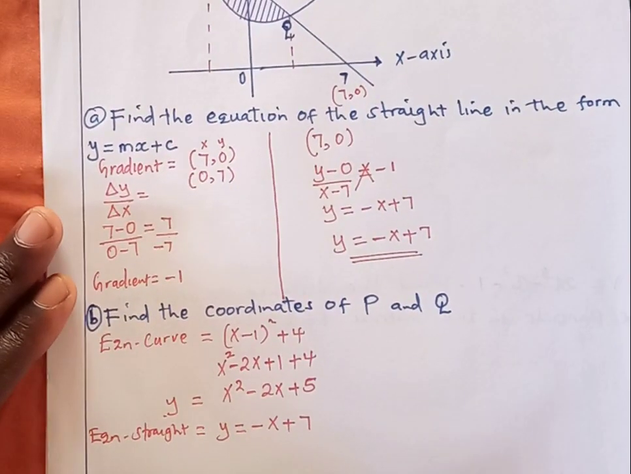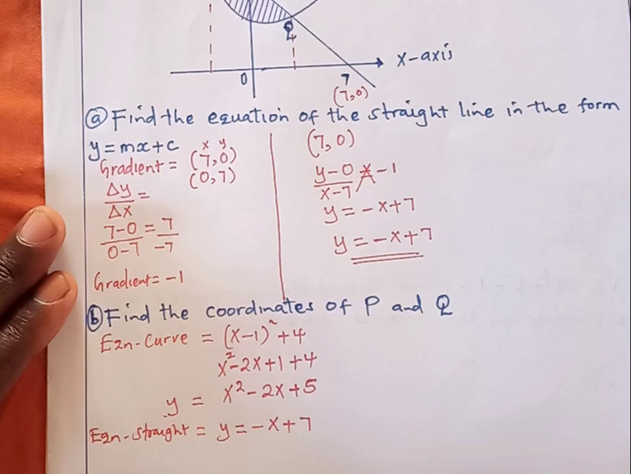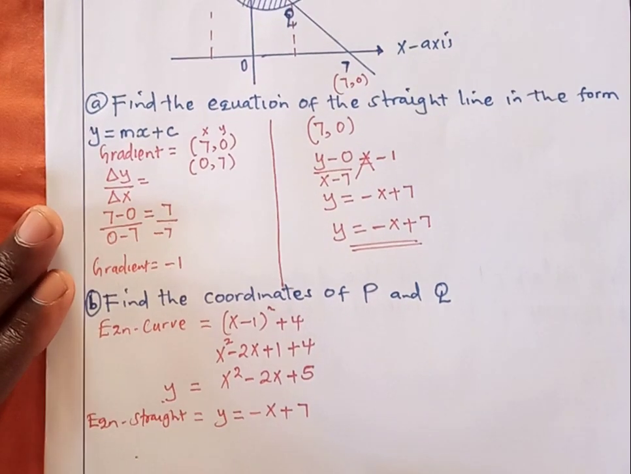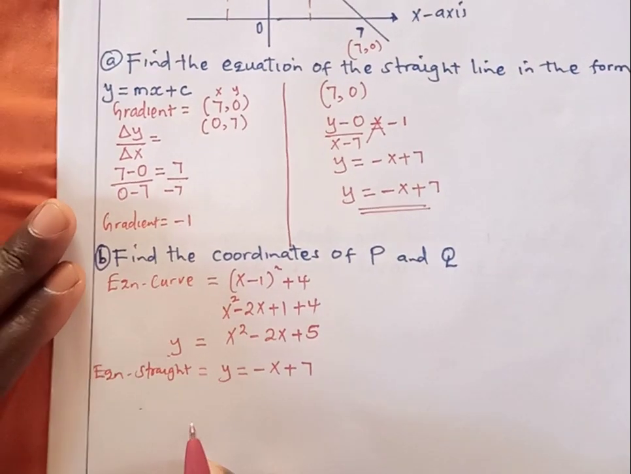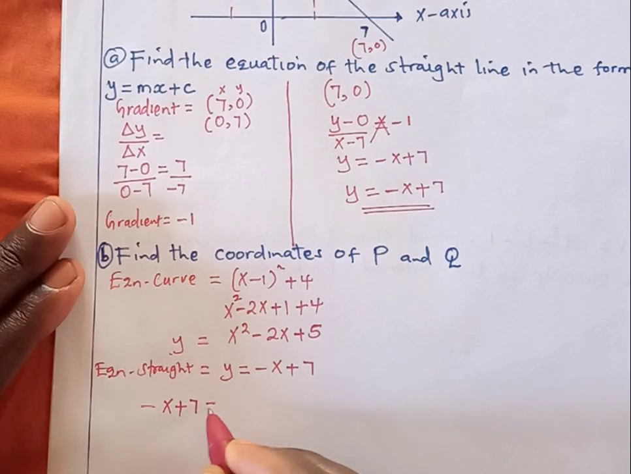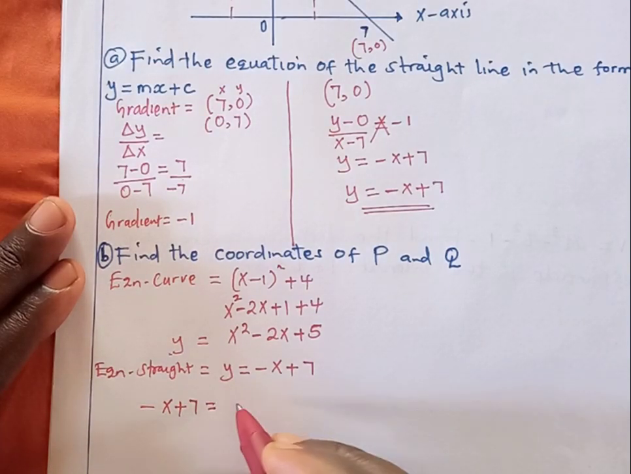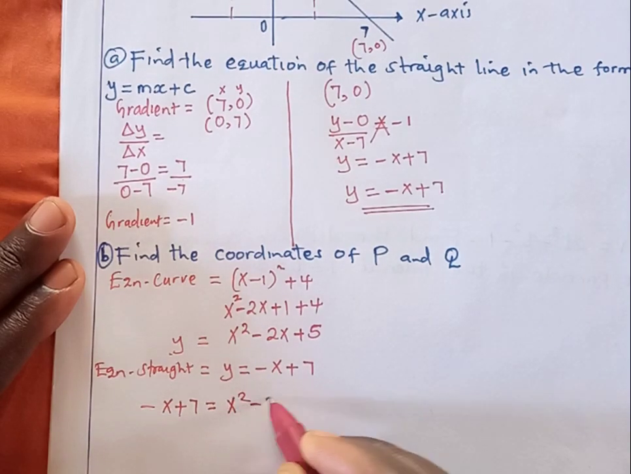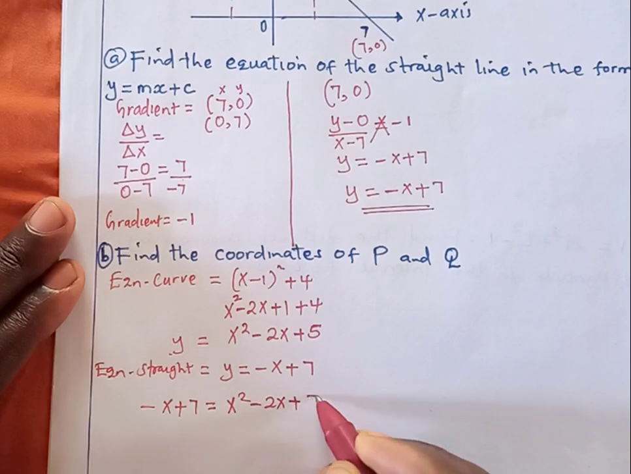How are we going to do that? We are going to say that negative x plus 7 is equal to the equation of the curve, which is x squared minus 2x plus 5. We put like terms together.